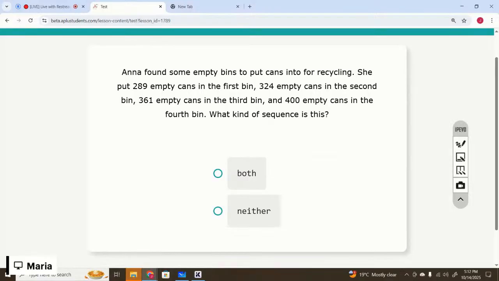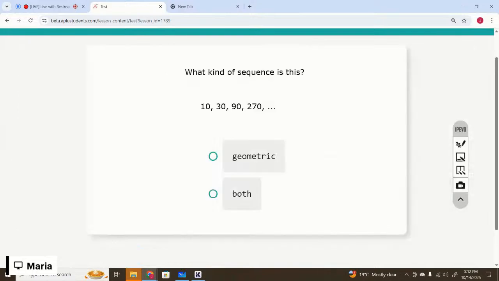324 minus 289 is 35. Then 361 minus 324 is 37. So it is neither arithmetic nor geometric.